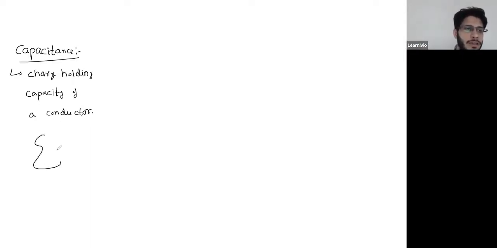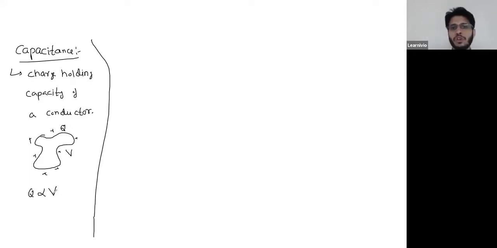So if you have a conductor and you're supplying some charge to this conductor, its potential will keep on rising. If you keep on providing charge to the conductor, its potential keeps on rising. So you can say that the charge on the conductor is directly proportional to its potential. When you remove the sign of proportionality, you will get a constant C. This constant C is known as capacitance.